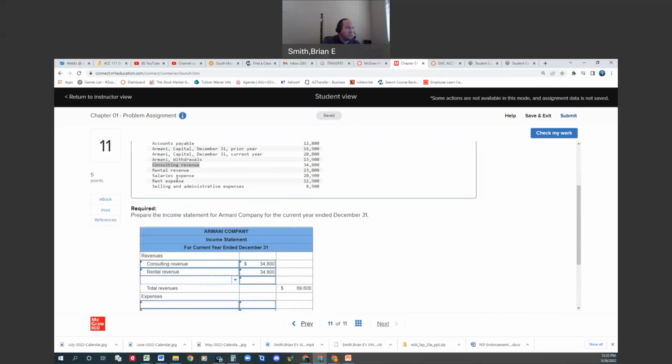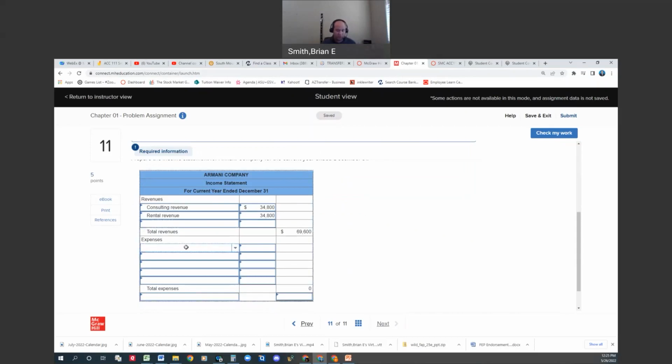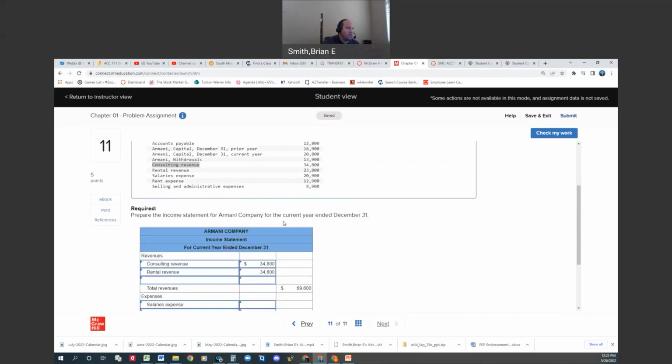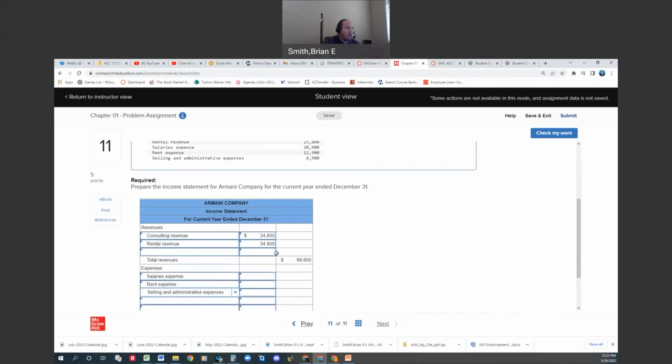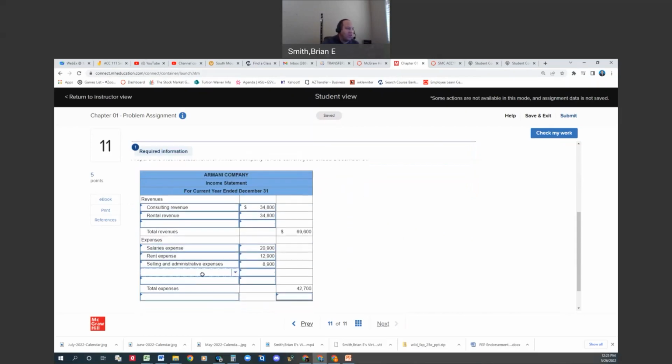Let's look at our expenses. We have salaries, rent, and selling and administrative expenses. So let's go ahead and put those in there. Salaries expense, rent expense, and then selling and administration expenses. Okay, let's go up and get those numbers. We have 20,900, we have 12,900, and we have 8,900. Again, look at this. We have 2 extra spaces. Don't let it throw you off. Please don't let it throw you off.